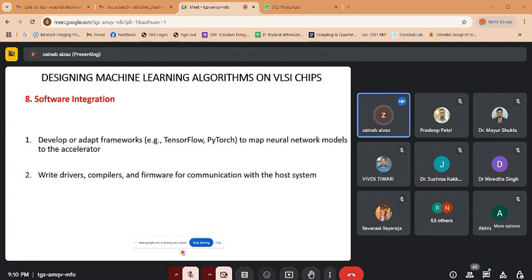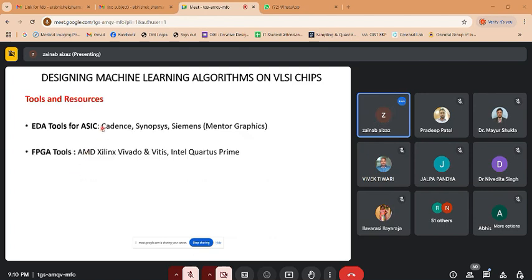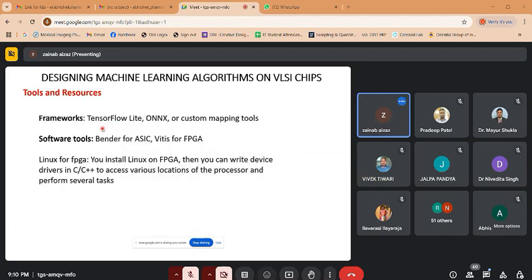Now we need a software. Why do we need a software? Those are called drivers, compilers, and firmware for communication with the host system. What is the host system that we have designed? We have designed a processor that performs our neural network algorithm, right? So there will be a compiler. You remember how a driver works? A driver works by switching on the things and letting the things happen, right? So how do we actually work with the drivers? Okay, I would tell you that. I think I put that later.